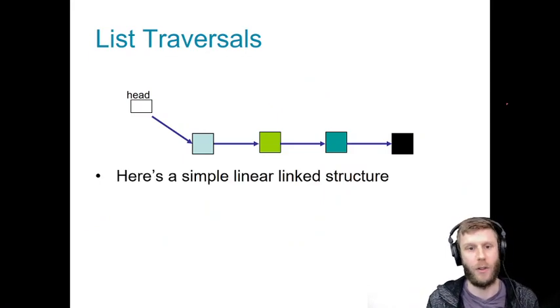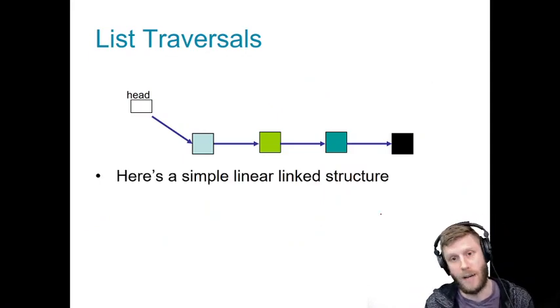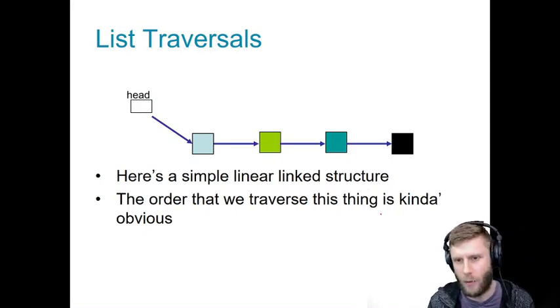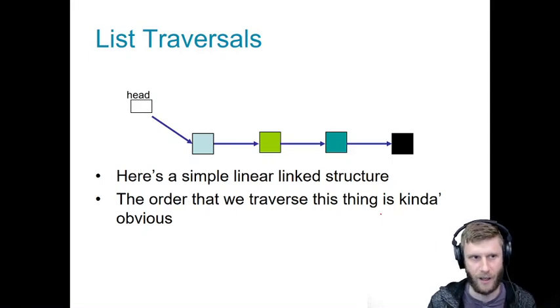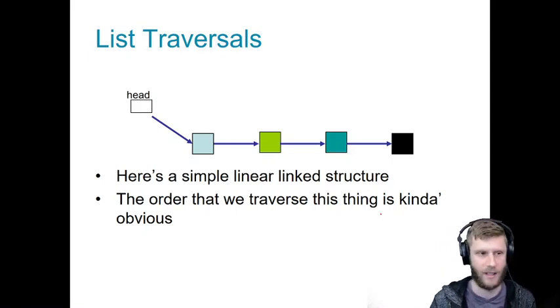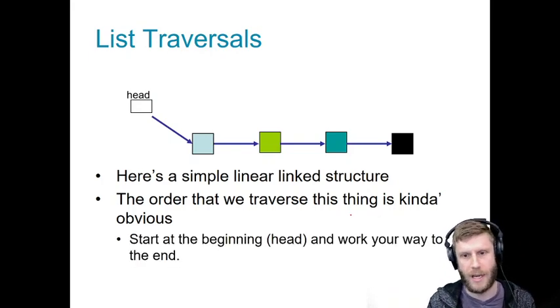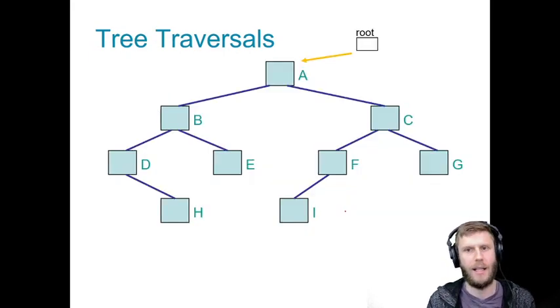So with list traversals, it's simple, right? Here's a linked structure, and it doesn't need to be a linked structure. We could talk about an array implementation of a list as well. But with these simple linear structures, the order that we traverse things is obvious. You start at the head and then go to the next thing, and then the next thing, and you keep doing this until you're out of things. But when it comes to a tree, it gets a little bit different.